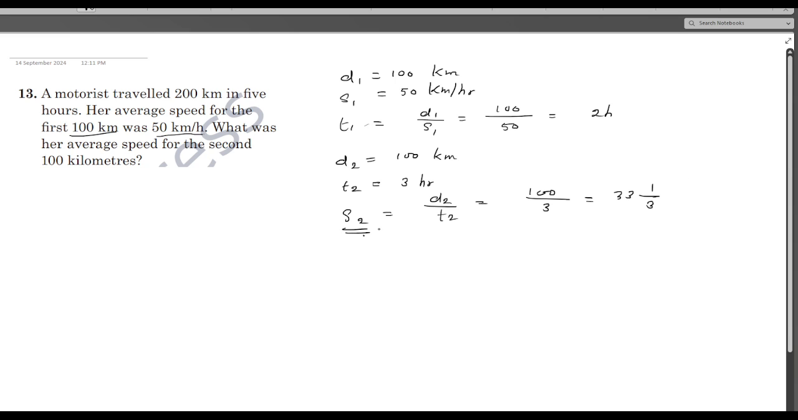This will be your speed. Unit will be your kilometer per hour. Time we are considering in hours and distance in kilometer. So what was her average speed for the second 100 kilometer? It is 33 1 by 3 or 100 divided by 3 kilometer per hour. This is your average speed.